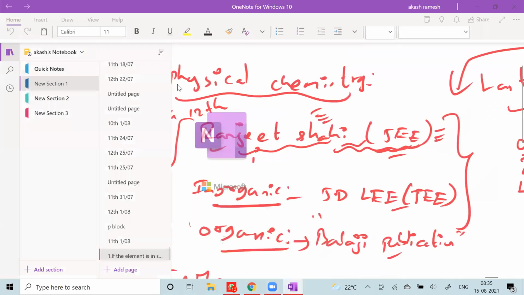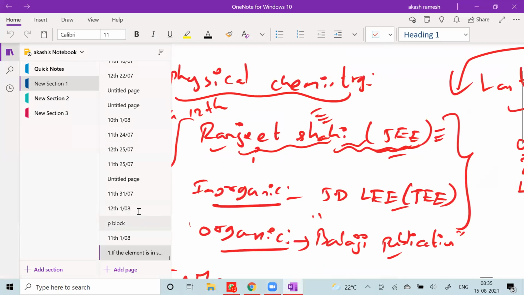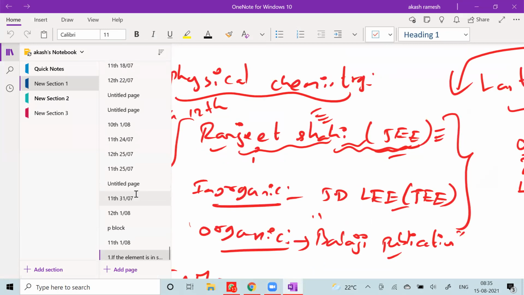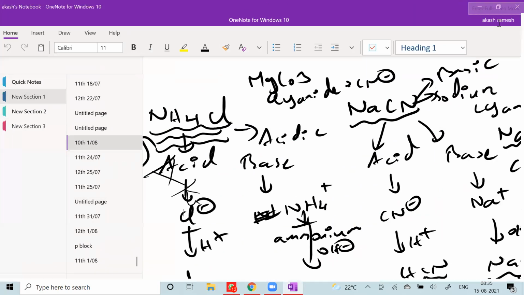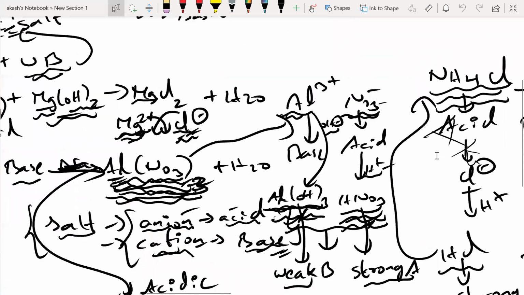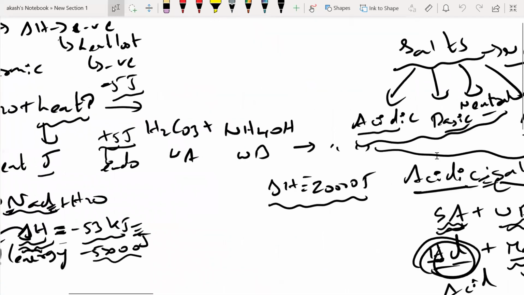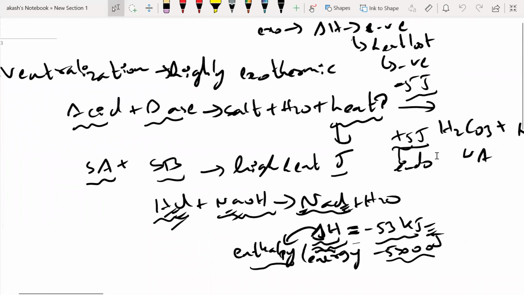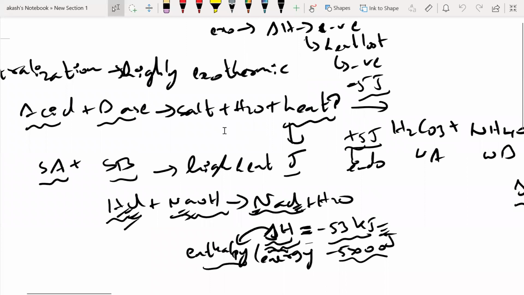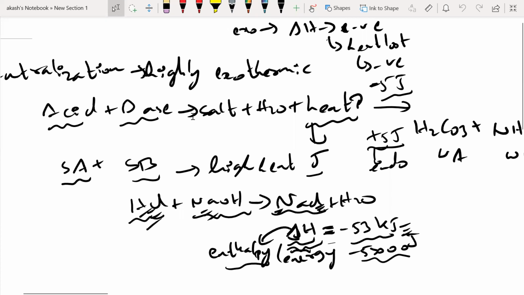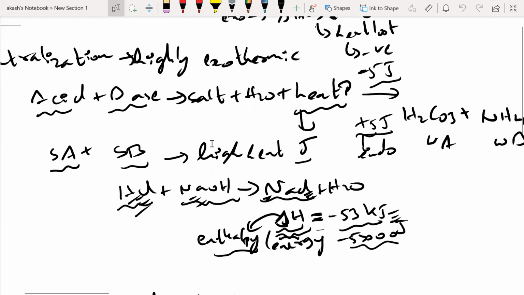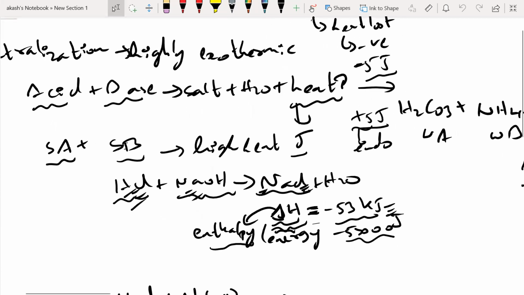Yes, sir. So last class, what did we see? This is what we saw. If you can remember, we started neutralization reactions. I told you that acid plus base will react to form salt and water. You have to remember that all neutralization reactions are highly exothermic, in the sense that a lot of heat will be evolved during the reaction. And I told you that depending on the strength of the acid and the strength of the base used, the amount of heat released will also be different.